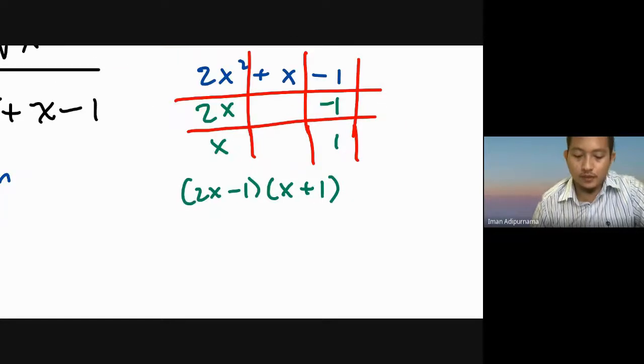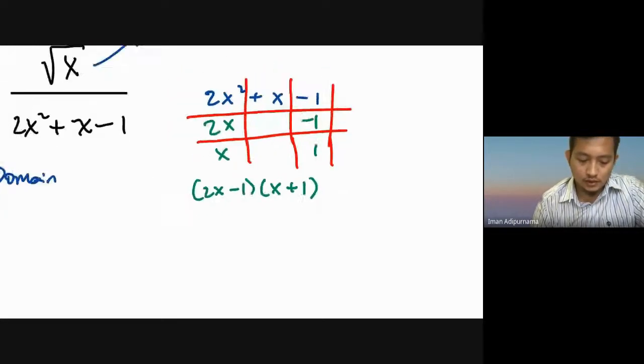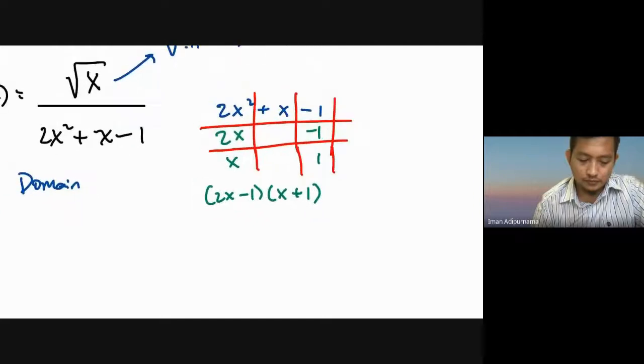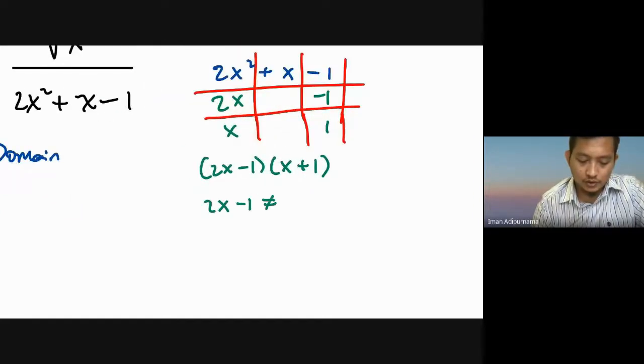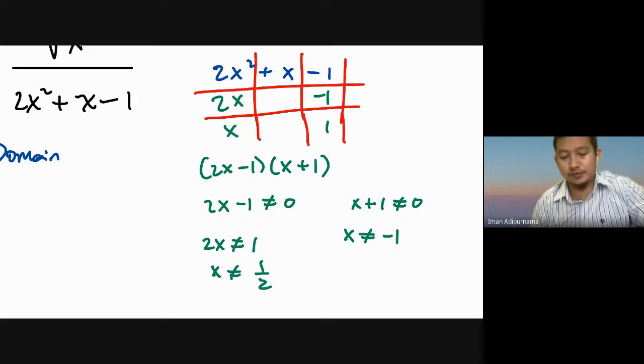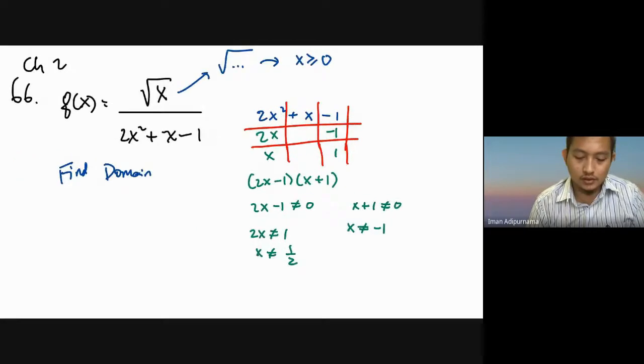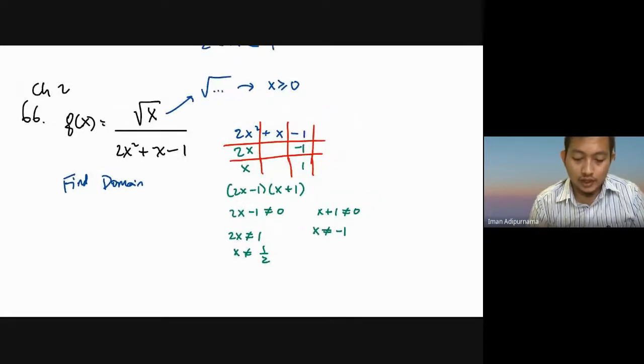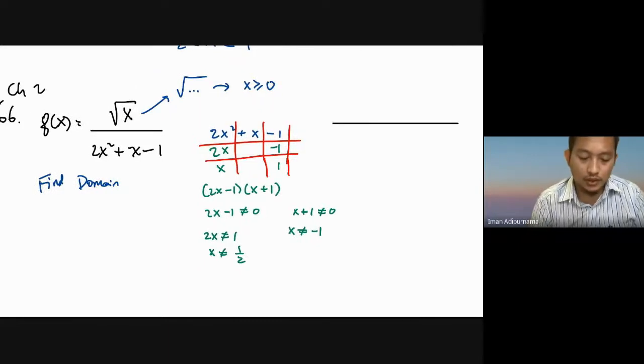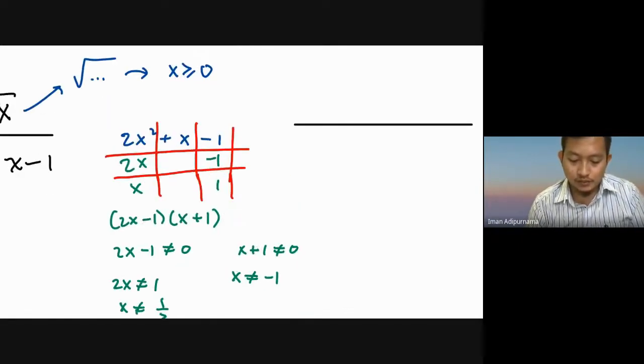So 2x minus 1 should not equal 0, x plus 1 should not equal 0, so x should not be negative 1, and 2x should not be 1, x should not be half. And again, we can have a number line if you want, and we can write all the information inside.